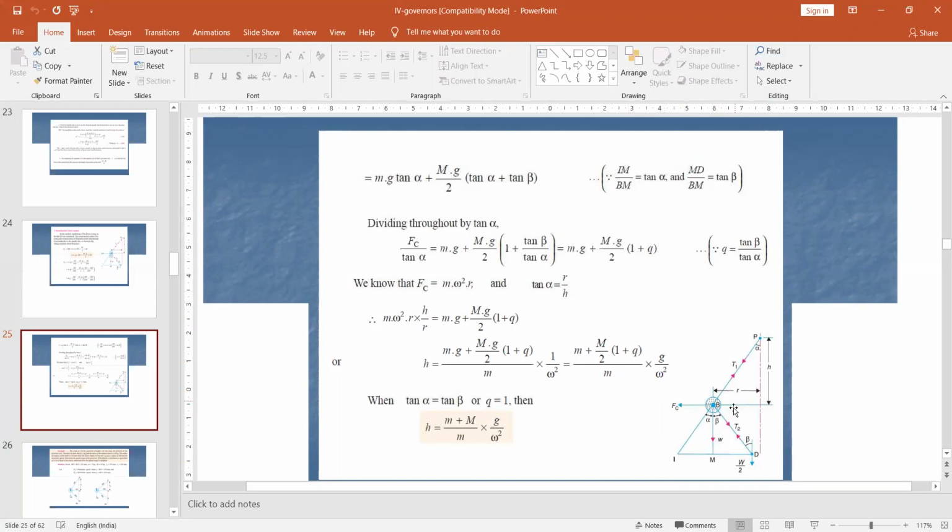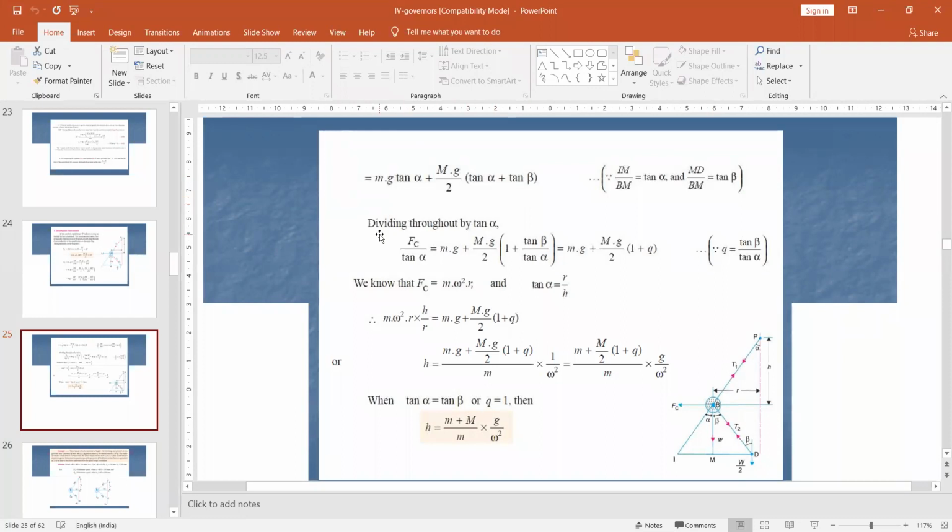Now in triangle MBD, tan beta equals MD by BM. So that equals tan beta. Those two are substituted in our equation. When we substitute, the equation becomes mg tan alpha plus capital MG by 2 into tan alpha plus tan beta.